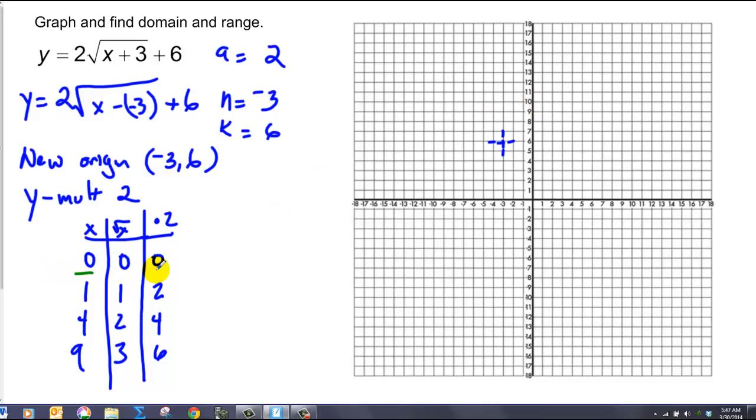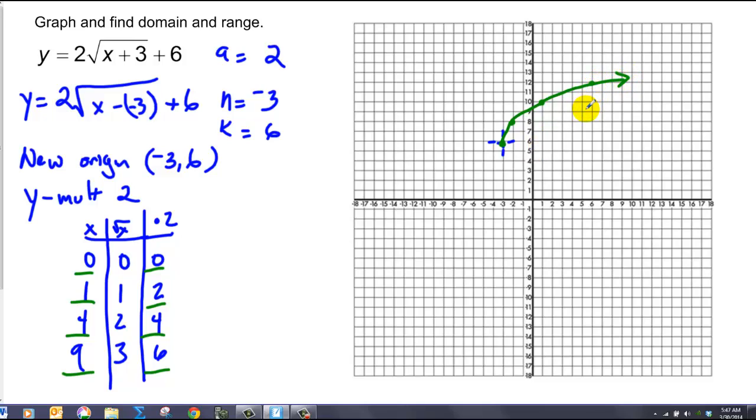So from this new origin, I'm going to move over 0 and up 0. From this new origin, I'm going to move over 1 and up 2. From this new origin, I'll move over 4 and up 4. And from this new origin, I'll move over 9 and up 6. And then I sketch my graph from here.